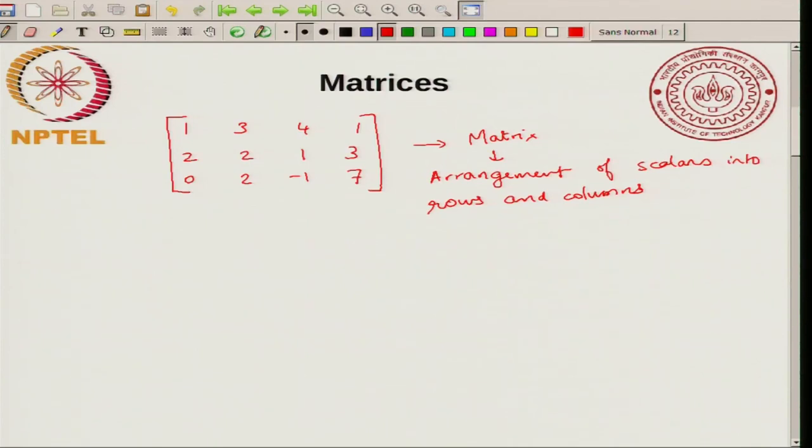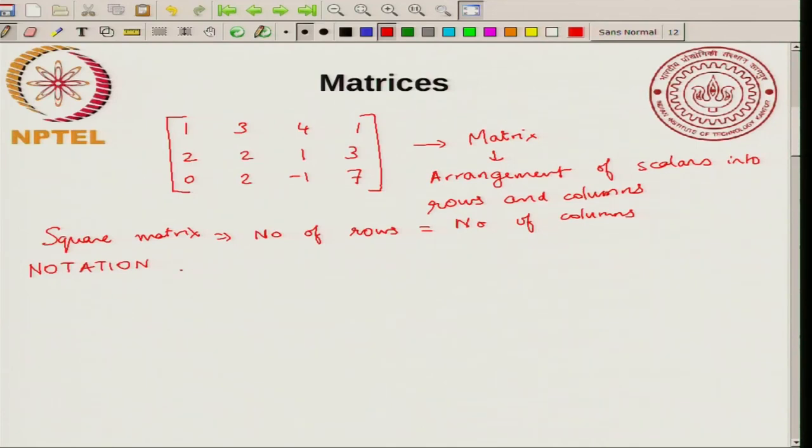You can also have what are called square matrices. A square matrix implies the number of rows is equal to the number of columns. Now the notation we will use for a matrix.